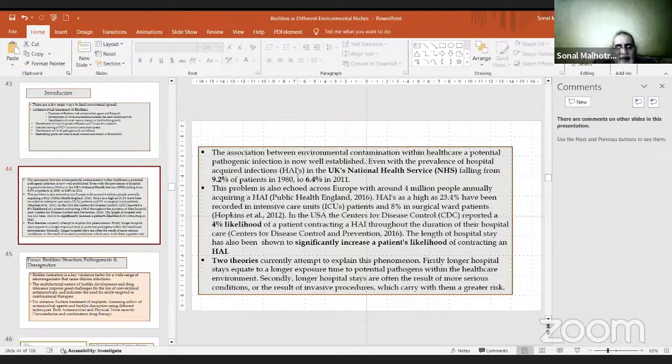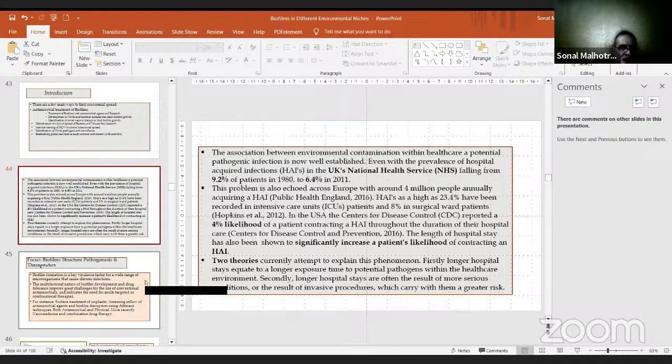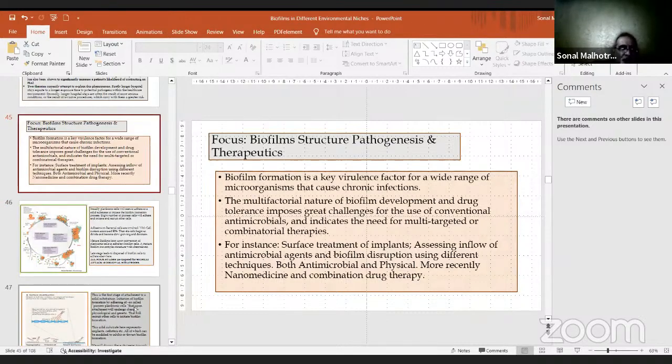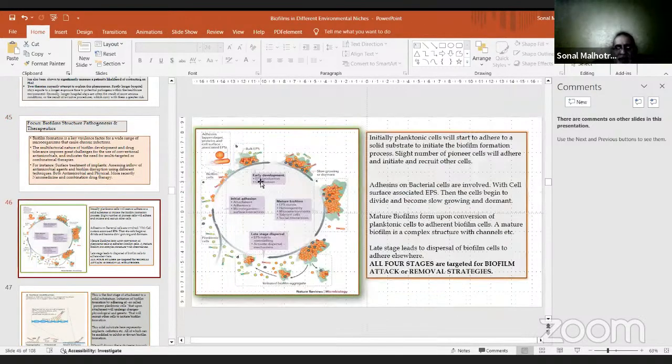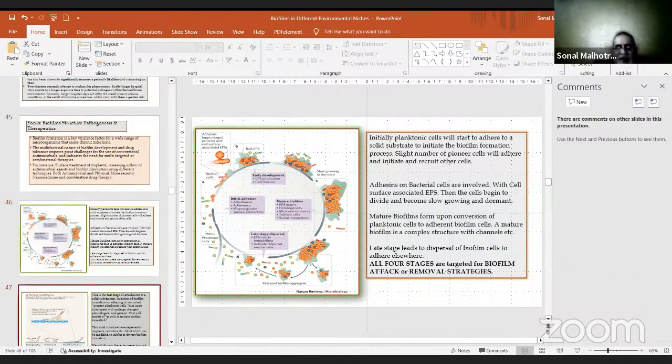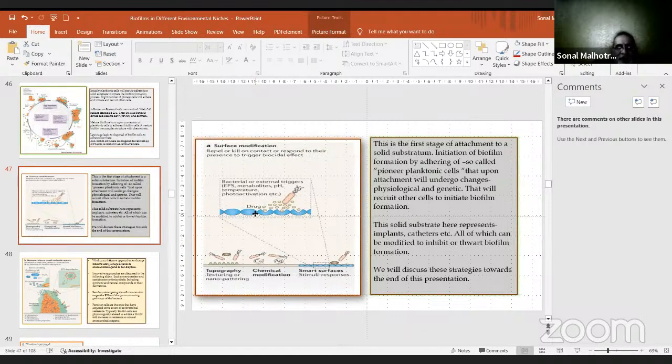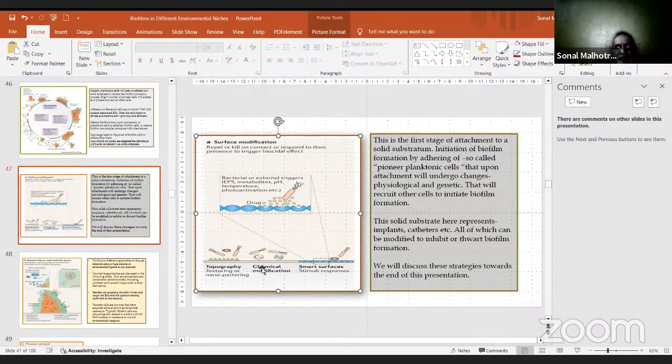So here, the UK's National Health Service has, I will not go through this slide, because the focus is biofilm structure and pathogenesis and therapy. Biofilm is the key. A lot of treatment options are there where all these different phases of biofilm are being tested. Some examples are on the slides where people are using drugs, and they are also altering the structure of the implants or the material, so the topography, and they're doing chemical modification.